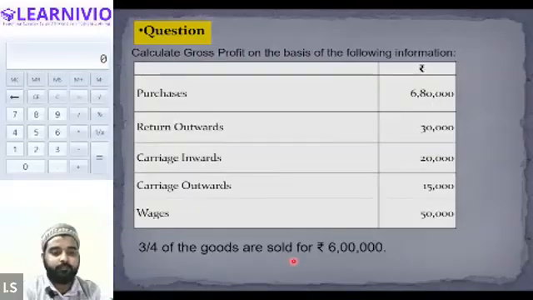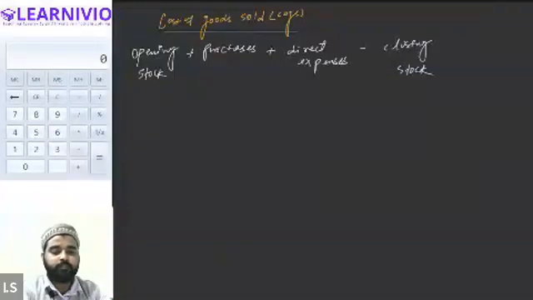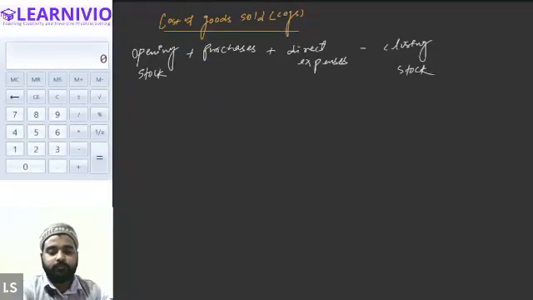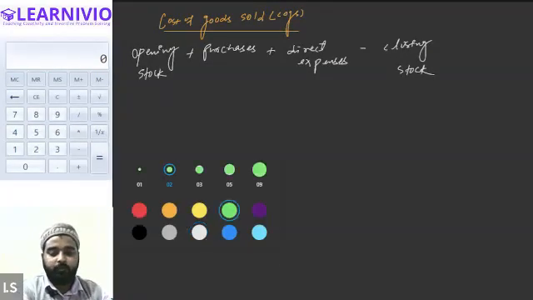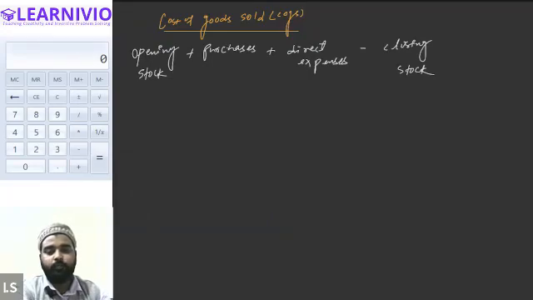So Alexander, let me help you. In this question, we need to find out the value of the gross profit, right? But gross profit cannot be calculated unless you calculate the value of the cost of goods sold. So let's first write down the gross profit formula.